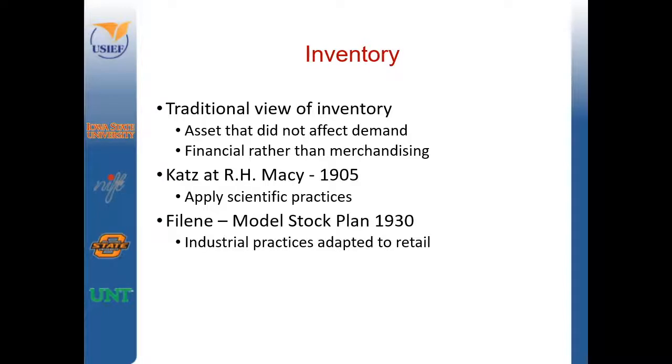Then, in 1930, E.A. Filene proposed the model stock plan for basic merchandise based on Katz and Macy's method. His plan introduced several industrial practices that he adapted for retailing. It recognized consumer variation by price level, that inventory should be a flow rather than a static stock, and the importance of variation across stores.